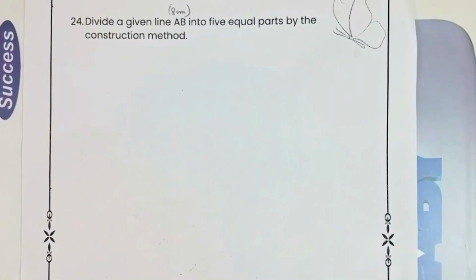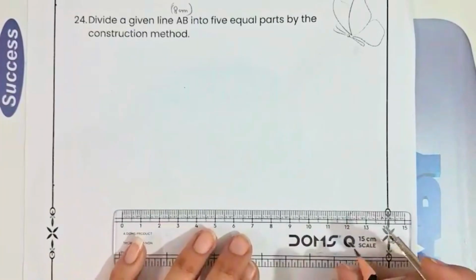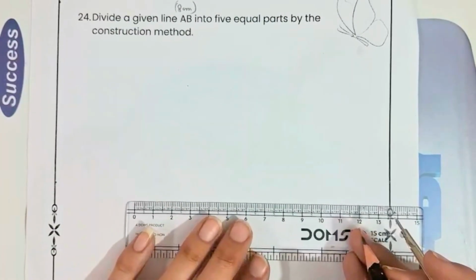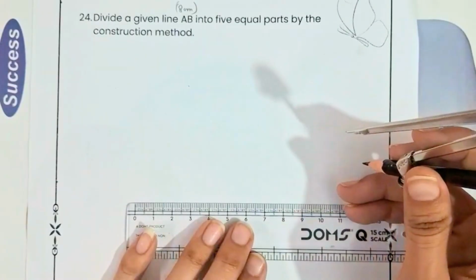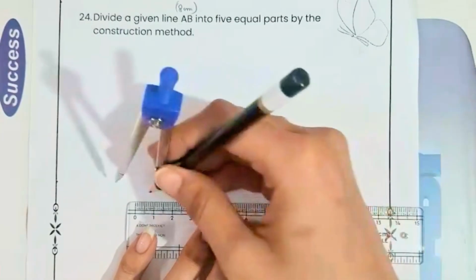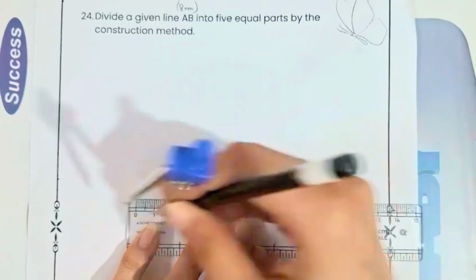Divide a given line AB into 5 equal parts by the construction method. So, draw a line of the given measurement or a random line if no measurement is given. So, let's draw a line of 8 centimeters.